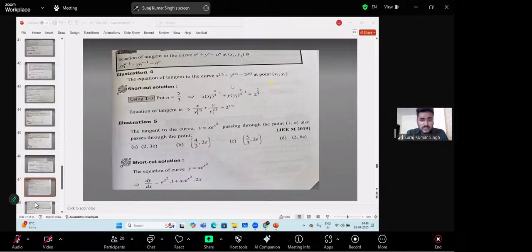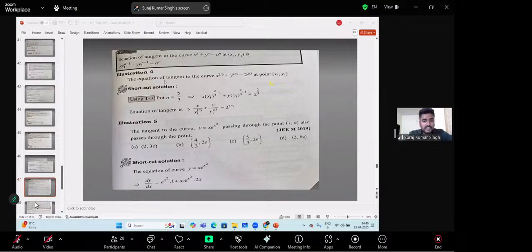Okay, so now you see here, one trick I am giving. The equation of tangent to the curve x to the power n plus y to the power n equals a to the power n at (x1, y1). The trick is saying we will write x x1 to the power n minus 1 plus y y1 to the power n minus 1 equals a to the power n. Here is one question.